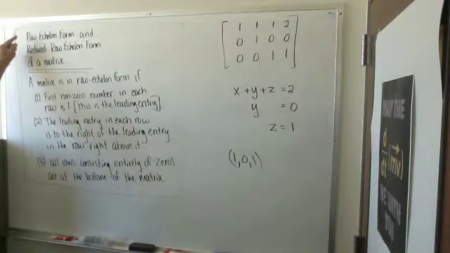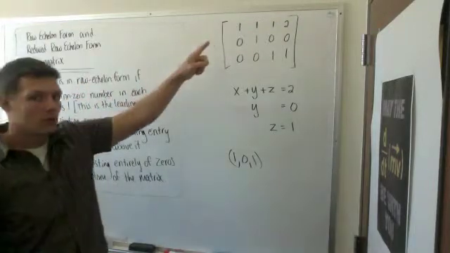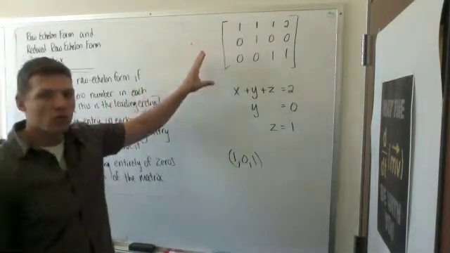Row echelon form and reduced row echelon form of a matrix. So the first one we're going to talk about is row echelon form. So we just did an example. This one is now in what we call row echelon form.